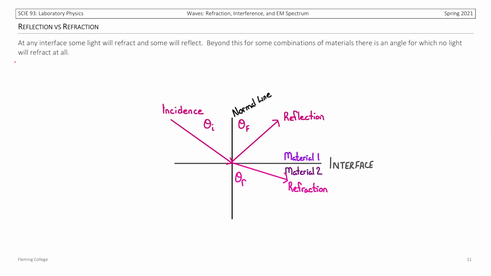Refraction, the behavior we already talked about, is the light in the new material. Reflection is the light that remains in the same material.